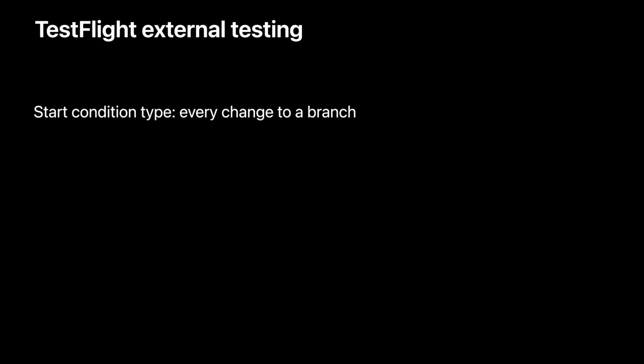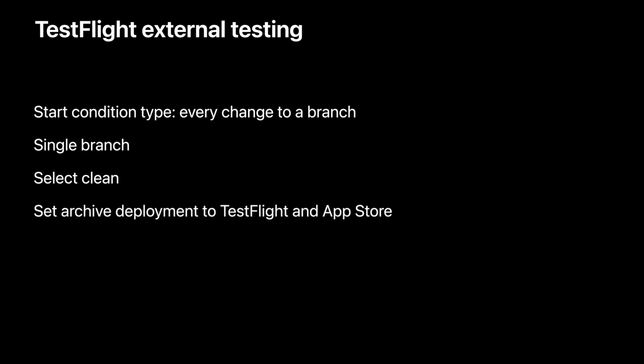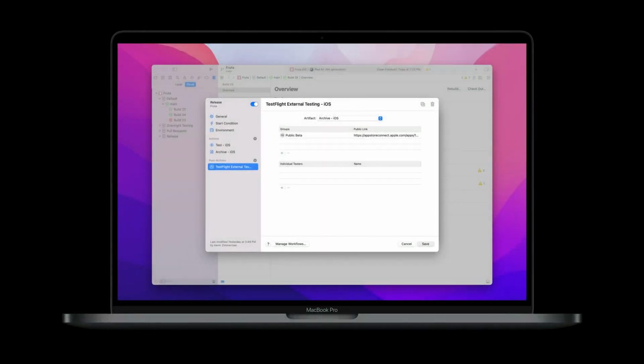To deploy with TestFlight external testing, a few more conditions need to be set. Select a single branch in the start condition. This ensures consistency in the builds you intend to send to your external beta testers. Next, select Clean in the Environment section. This guarantees your code will be built from scratch without using derived data. Lastly, set the deployment setting in your archive action to TestFlight and App Store. After all that is set, configuring the TestFlight external testing post action is similar to configuring TestFlight internal testing. You simply add external groups that have been created in TestFlight. TestFlight external testing also has the added ability to deploy to individual testers.